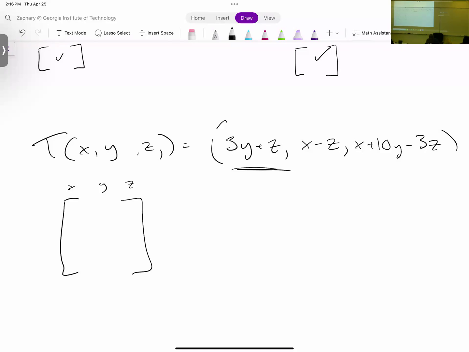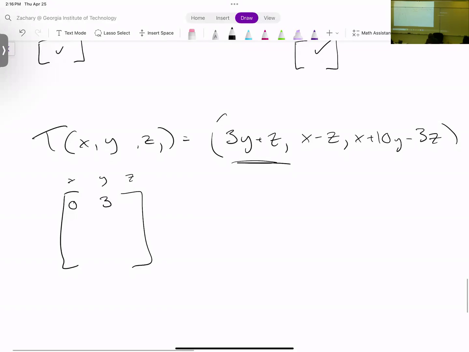How many x do I have? How many y do I have? How many z do I have? Okay, next one. How many x do I have? Y? Oh, my bad. You're good. 0. Z, -1. And the last one, 1, 10, minus 3. If they give it to you like this, you can just slap it in the matrix.